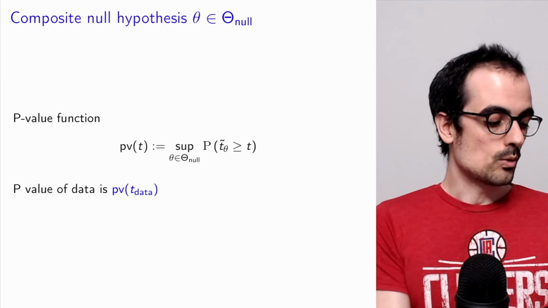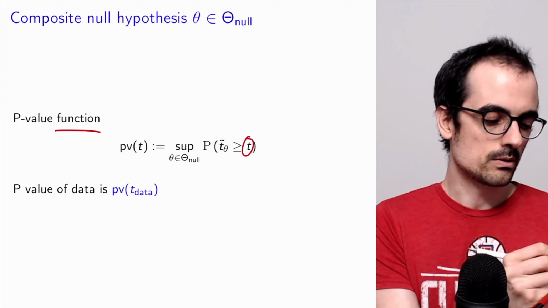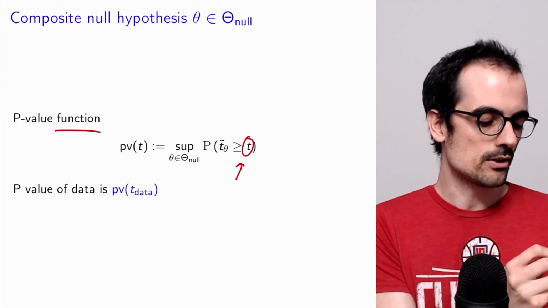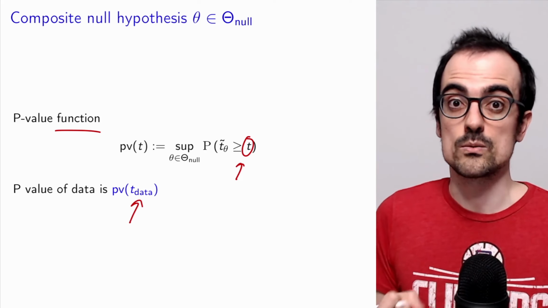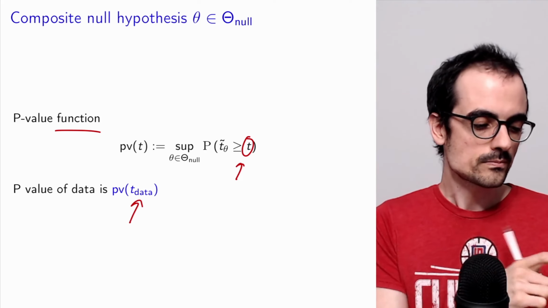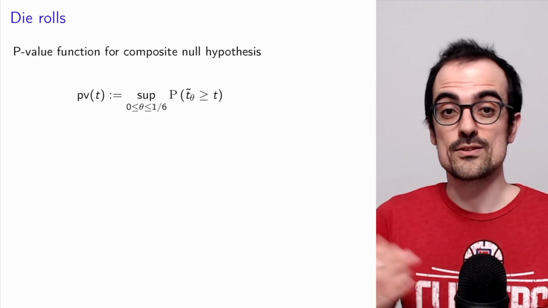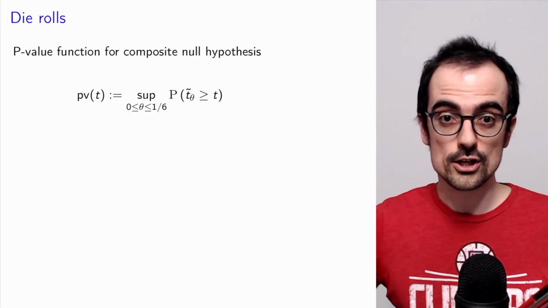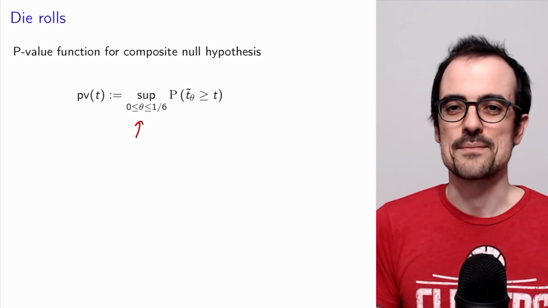And then when we want to actually get the p-value, so that's the p-value function for every possible value of the test statistic, if we want the p-value of the data, then we just plug in the observed test statistic, which in our case is 21. So here we're going to see that this is not going to make a difference whether we use a composite null hypothesis or not, because when we look at the supremum of, oh, I said something silly a moment ago.